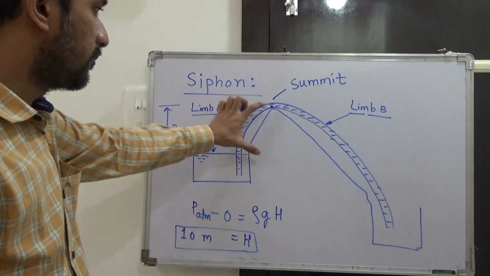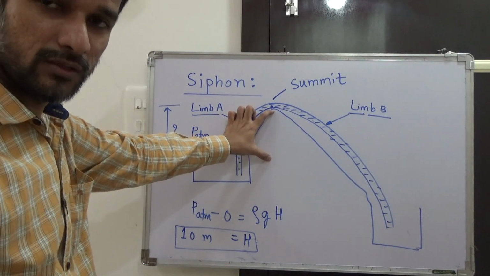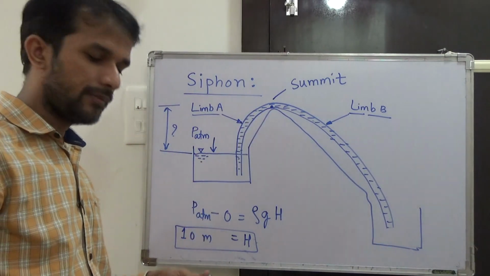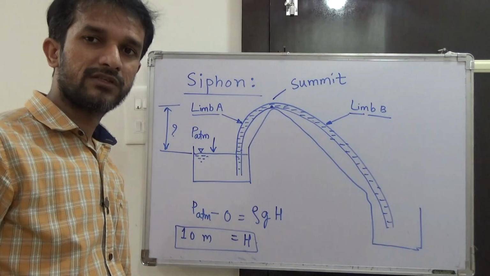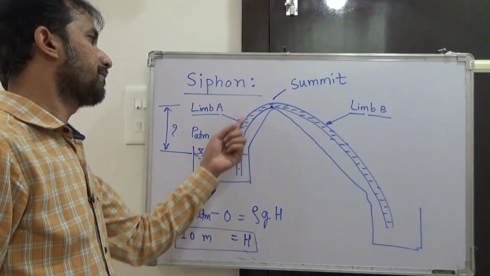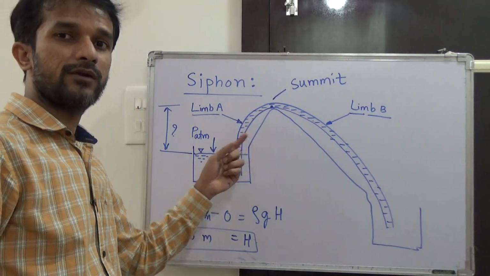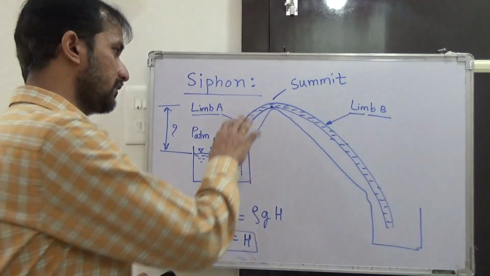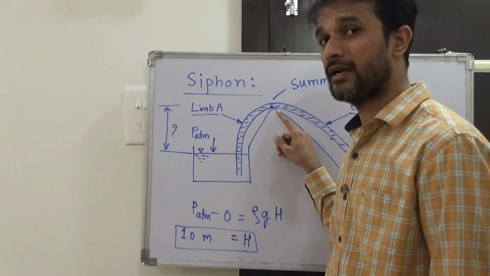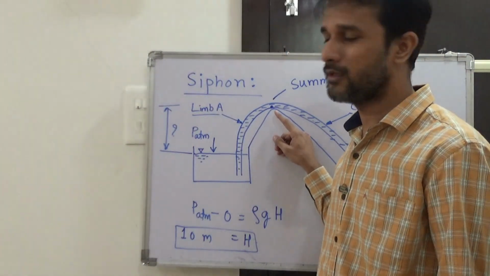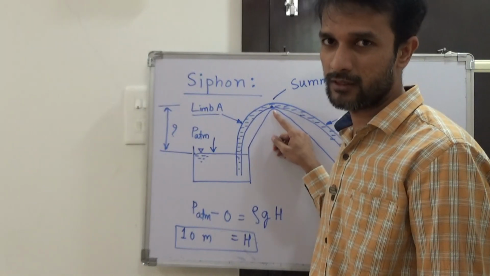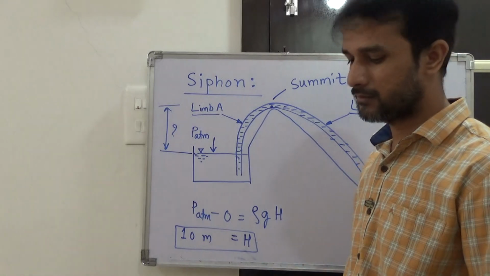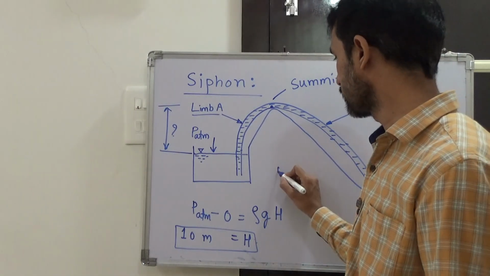So the maximum height of the hill that is possible hypothetically without any loss is 10 meter. But this is not possible practically because of the frictional pressure drop. Whatever pressure drop takes place in the tube has to be subtracted. Also, you cannot create zero absolute pressure at the summit. So the height will always be less than 10, and in practical cases it is not more than 5 meters.